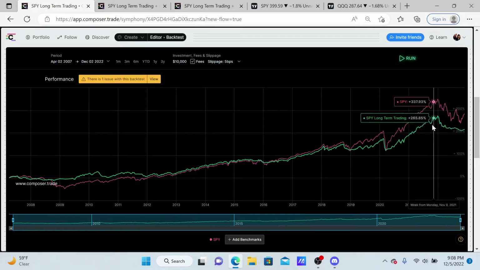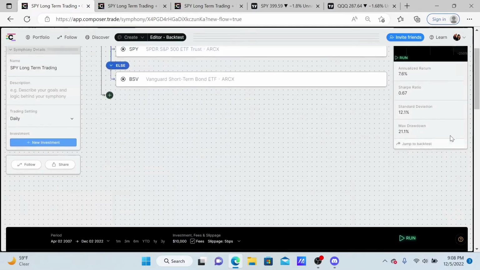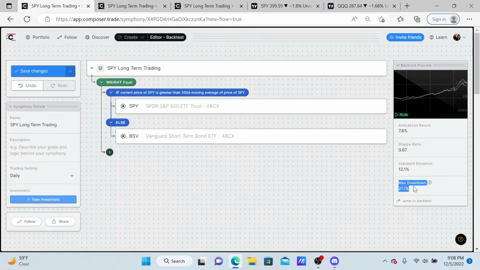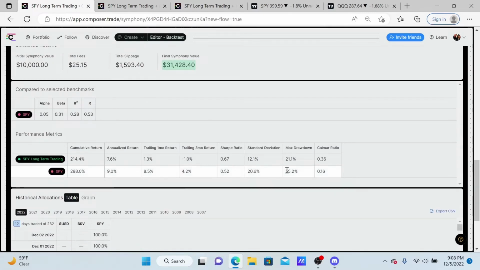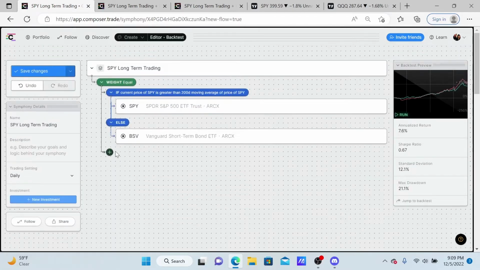So that's fine. I'm not looking to outperform buy and hold. By doing this, I'm just looking to mitigate the risk. So you can see my max drawdown is 21.1%. The annual return is 7.6. Now, if you compare that to buy and hold, you can see here, this is buy and hold. The max drawdown is 55%, and the annual return is 9%. So that is a simple way to do some long-term investing while mitigating risk and avoiding big downtrends in the market, essentially.